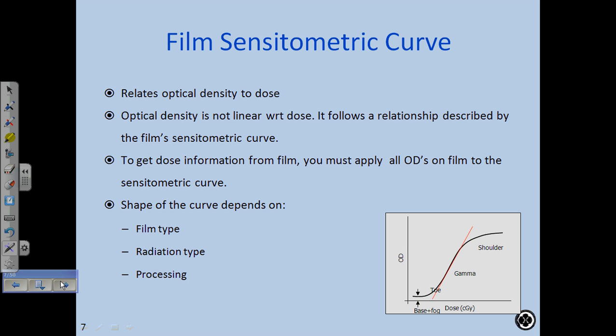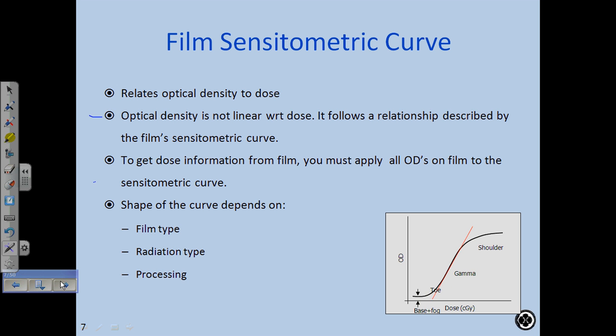Optical density is not linear with respect to dose. It follows a relationship described by the film sensitometric curve. So if I measure an optical density of 10, and that relates to a dose of 10 centigray, if I measure an optical density of 100, that doesn't necessarily mean it's 100 centigray. Okay, it's not linear. It's a nonlinear response. So to get dose information from film, we must apply all optical densities on the film to a sensitometric curve.